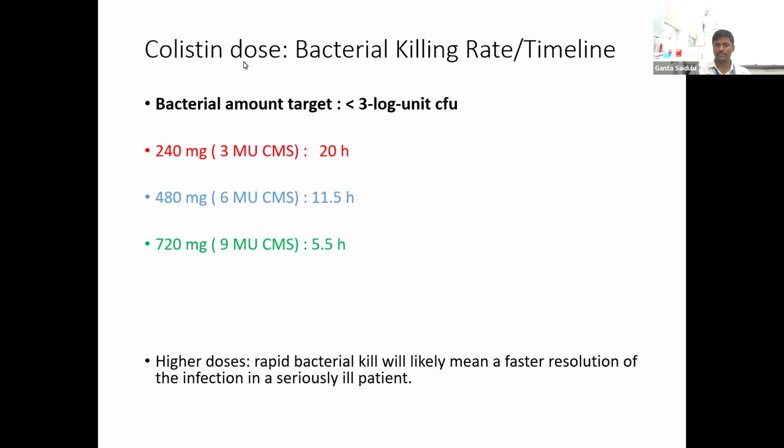I'll take some examples. Colistin bacterial killing rate and timeline. The bacterial amount target should be a minimum of less than 3 log units of CFU. Then it could be very effective. So if I give 240 mg, 3 million units of colistin methanesulfonate, it will take 20 hours to achieve this less than 3 log units of CFU.